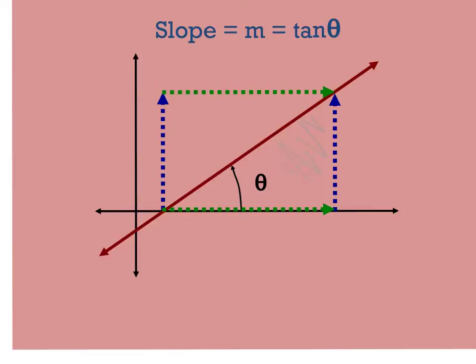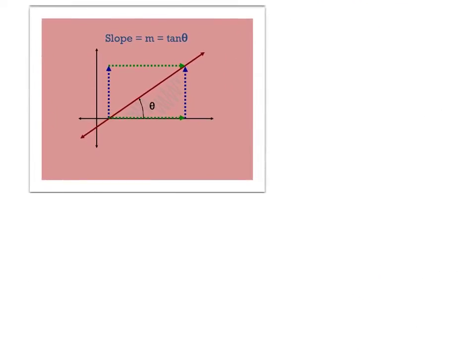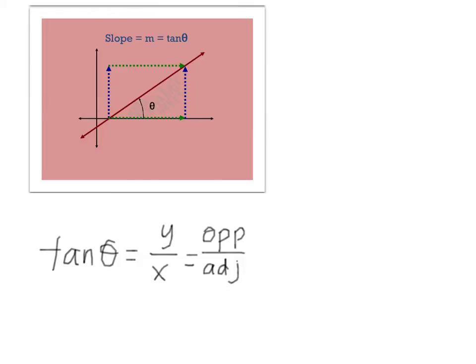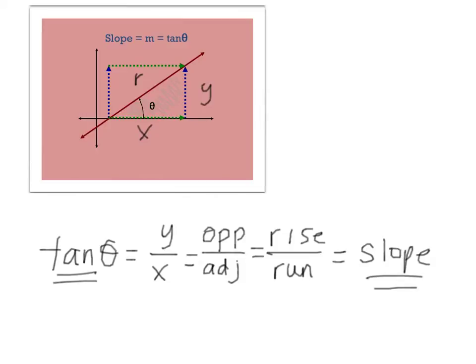If you focus on this triangle in here, and we move this and look closely at it, what we can see is that the tangent of theta, which is how the angle of inclination is going to come into play, equals y over x, or in terms of SOHCAHTOA, opposite over adjacent. If I label these sides, we have x, y, and r here. We can also see that in terms of the slope of this line, the tangent also equals rise over run, which means the tangent of theta equals the slope of the line.